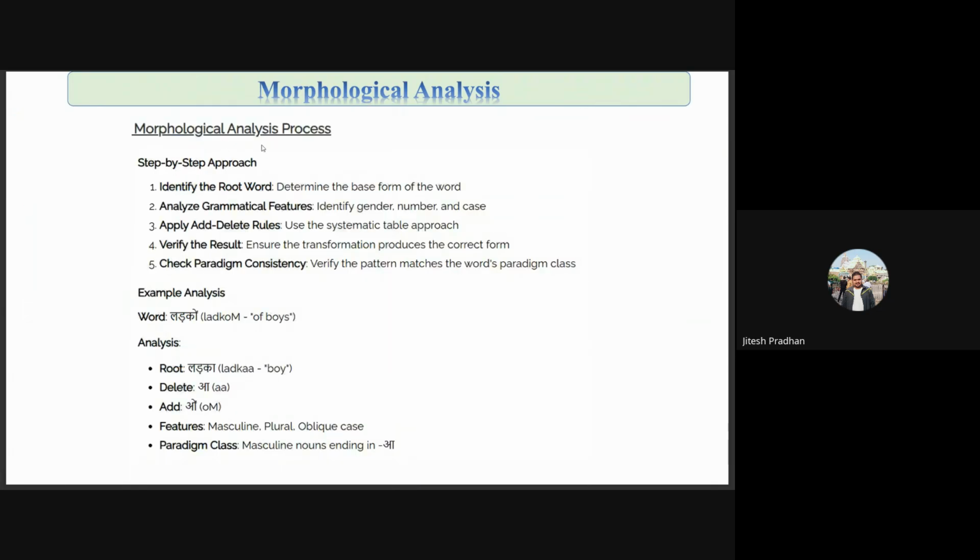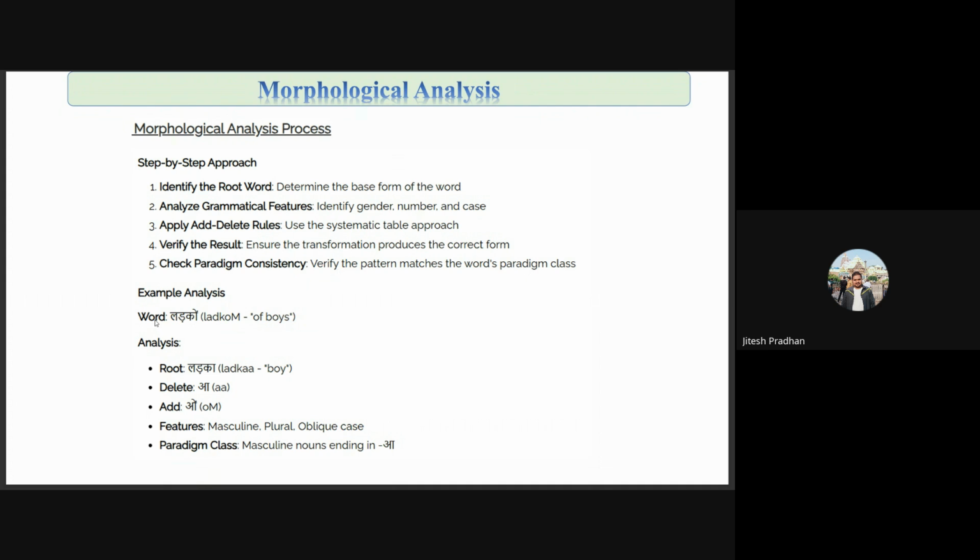Okay, so how does morphological analysis actually work? Identify the root words, first step. In the second step, what do we do? We analyze the grammatical features. In the root word we determine the base form, the lemma form. In analyzing the grammatical features, we identify its paradigm class, the gender, the number, the case. Then we apply the add delete rule, using the systematic table approach that we have seen. Then we verify the result, ensuring the transformation produces the correct form or not. Then we check paradigm consistency, verifying the generated pattern follows the same paradigm class or not.